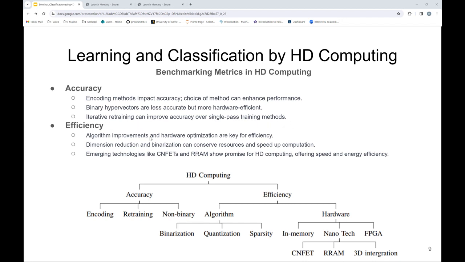Concerning efficiency, the algorithm improvements and hardware optimization are key aspects for efficiency. The dimension reduction and binarization can conserve resources and speed up computation. And emerging technologies like SCN, FETs, and RAM show promise for HD computing, offering speed and energy efficiency.